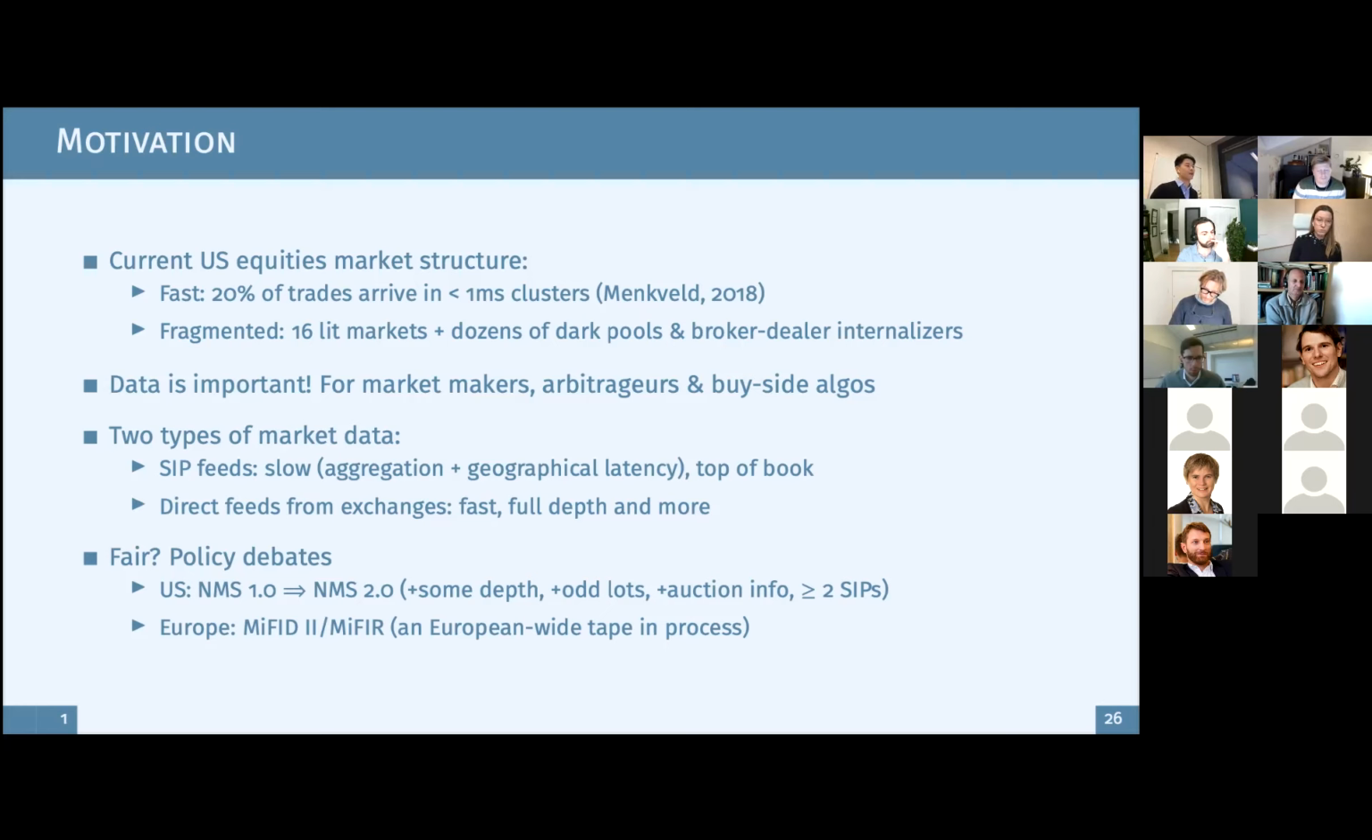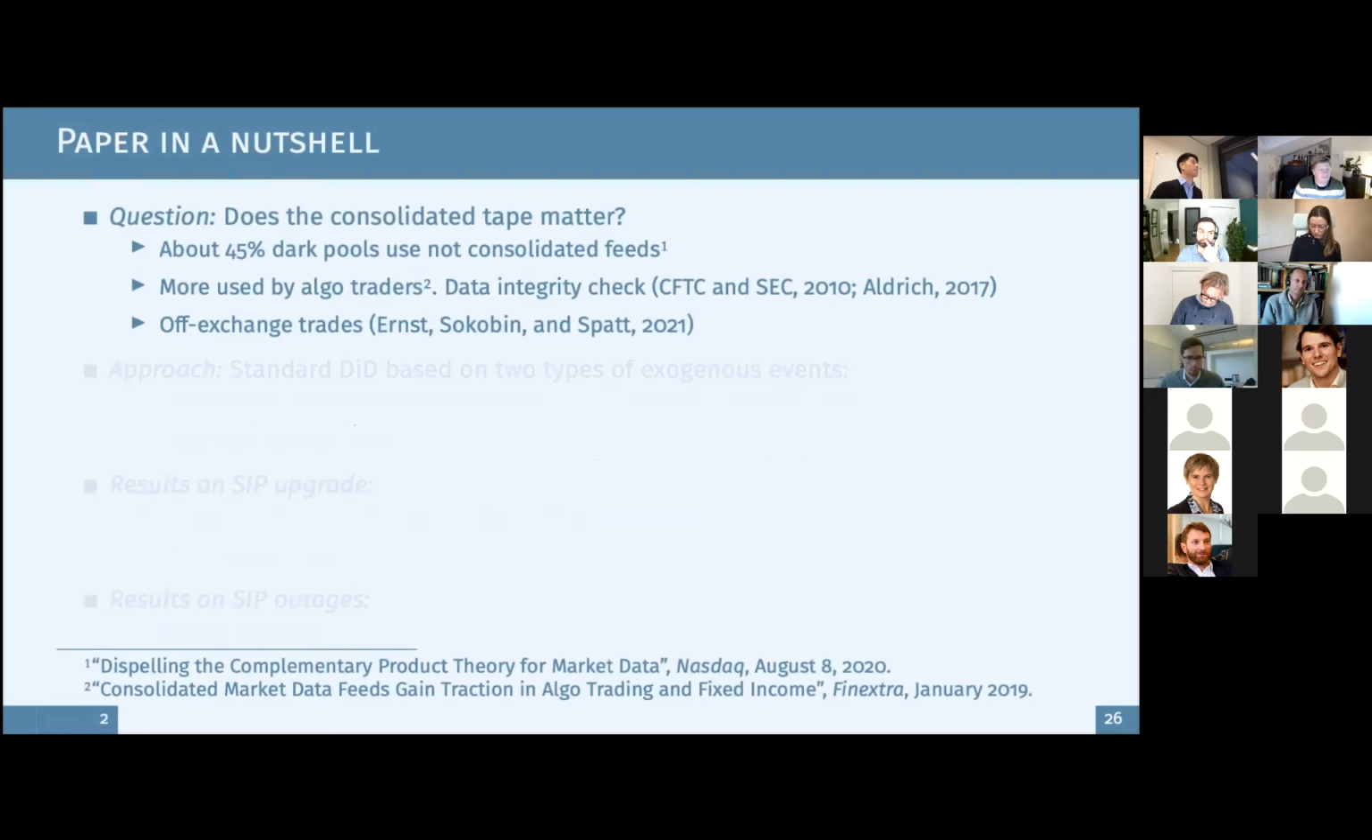But I think having a European-wide tape is now high on the agenda of MiFID II and MiFIR. And I think ESMA is working really hard to roll it out in the foreseeable future. So I would like to summarize the paper, maybe in just one slide. The question is, does the consolidated tape really matter?